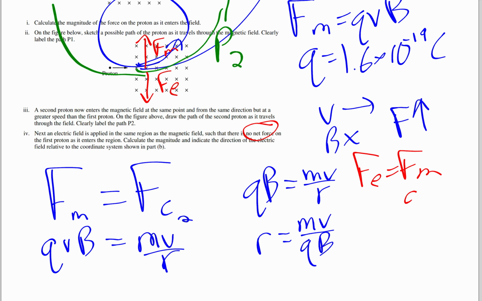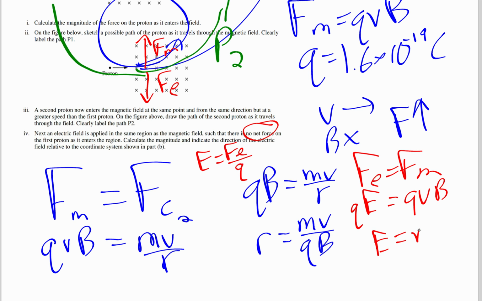We already know Fm is QVB, and for Fe, we use E equals Fe over Q. That's just the definition of electric field. So cross multiply, Fe equals Q times E. Divide both sides by Q, and E equals V times B. That's the strength of our electric field. What's the direction of the electric field? The electric field points in the direction that a positive charge would go. So I want the positive charge to go down from the electric field, so the electric field is going to be pointing down.